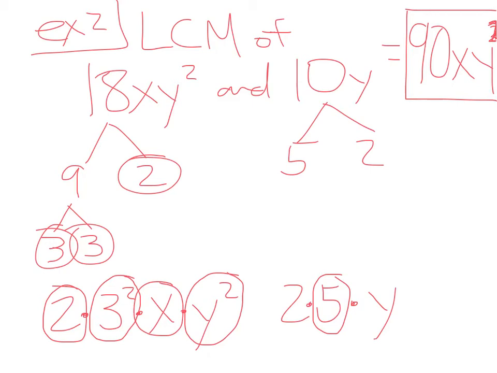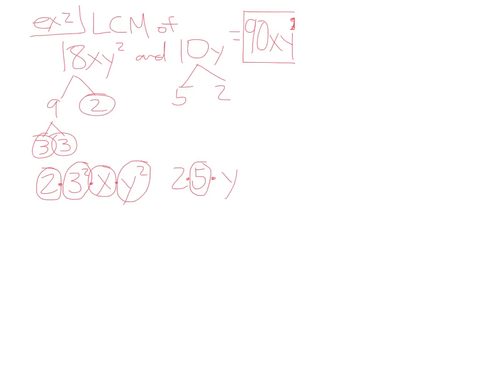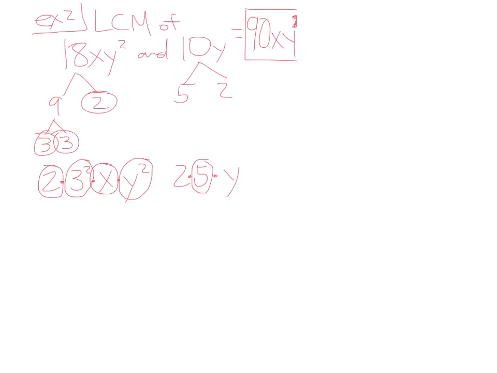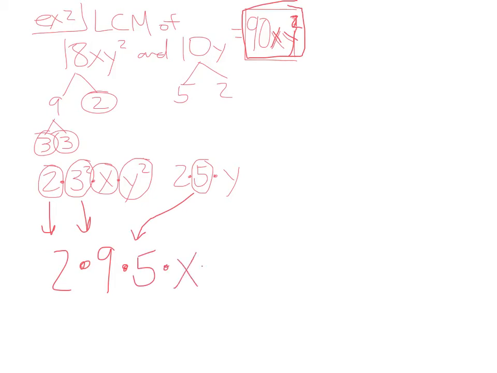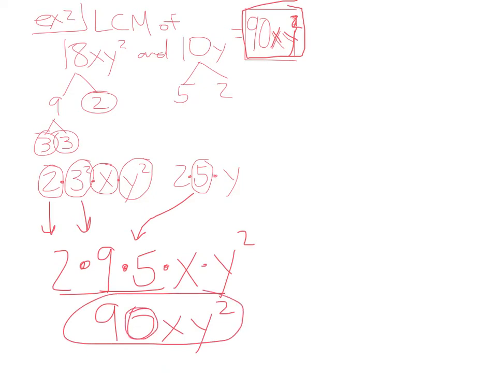So this ends up giving us our least common multiple. We've got to multiply all these together. So here we've got 90xy squared, which is the final answer. Let's show how we get that. We take 2 times 3 squared, which is 9, times 5 times x times y squared. 2 times 9 is 18. 18 times 5 is 90xy squared. So obviously same answer as what we said it would be from the beginning.